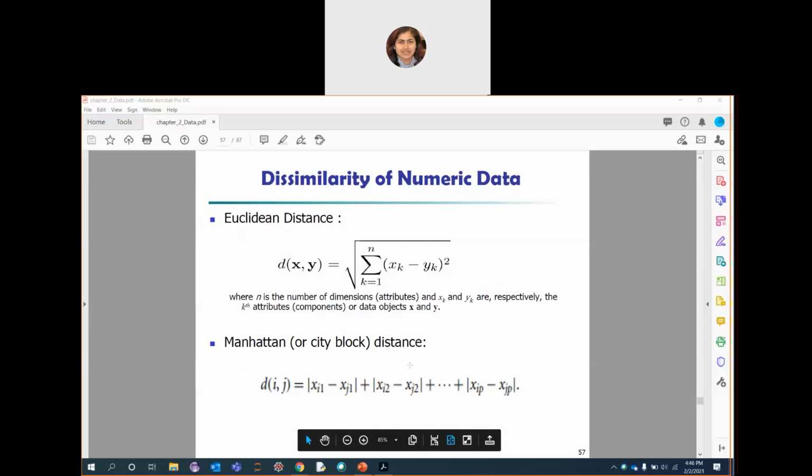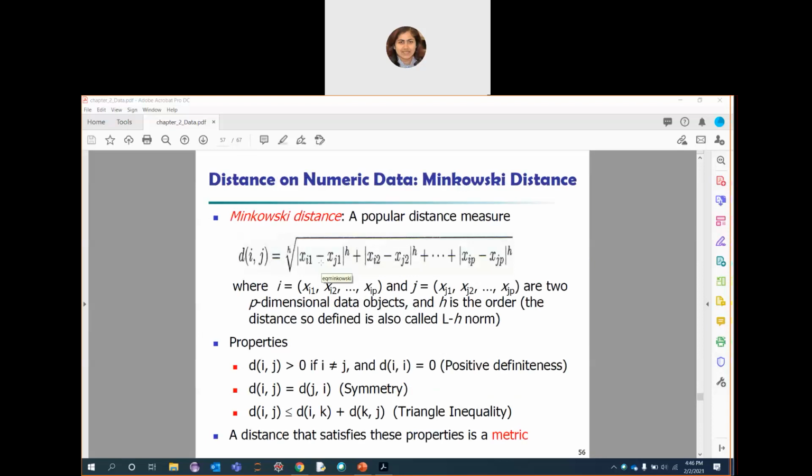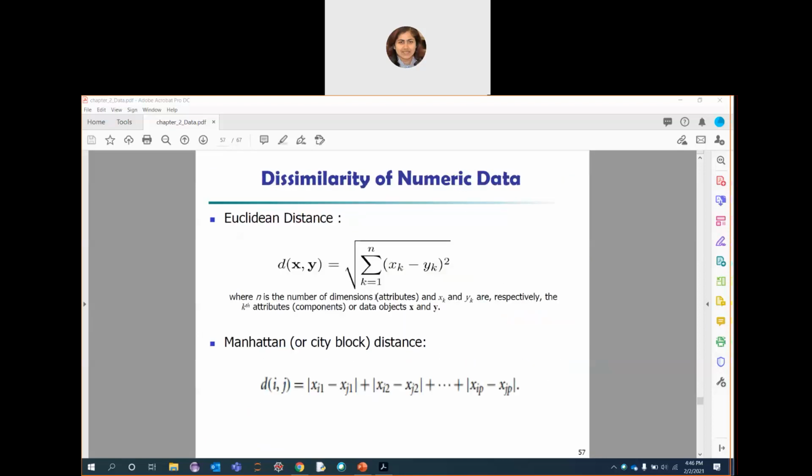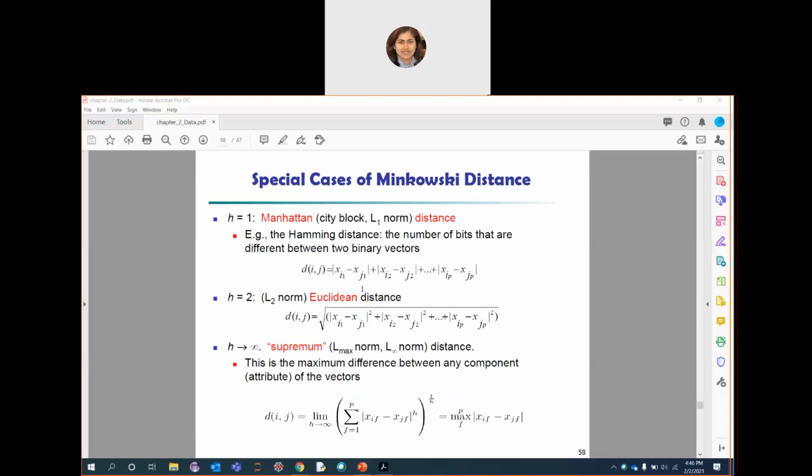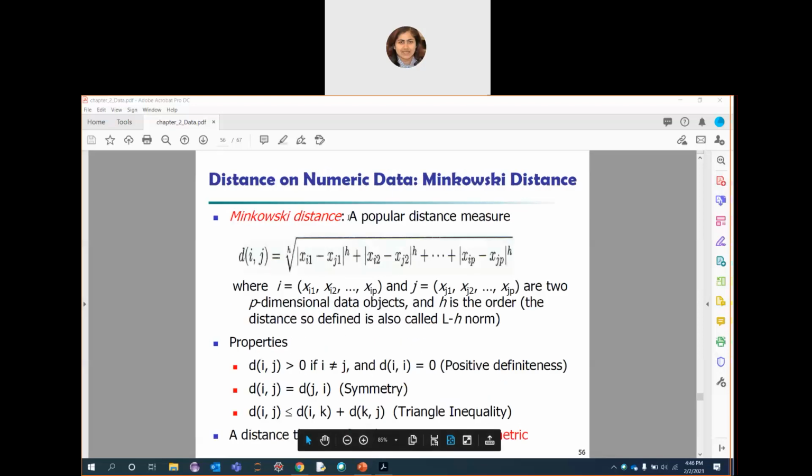Let's move over to the Euclidean distance formula. Here the Euclidean distance is shown in this format. They kind of look similar. If the h value is 2, then it becomes Euclidean. If it's 1, the L1 norm, then it is Manhattan. Let me show you all of them together. First, the basic one is Minkowski. It's the origin of all distances, or it is also called a generalized distance.